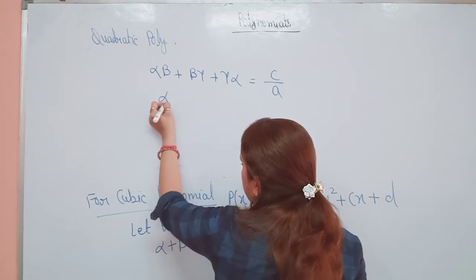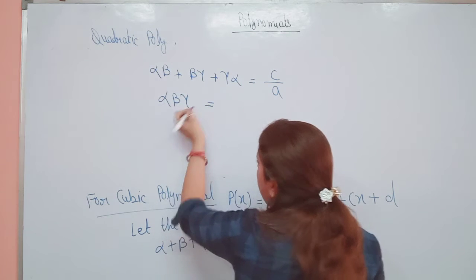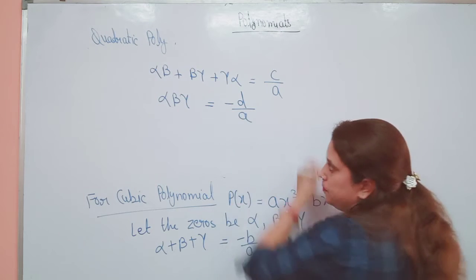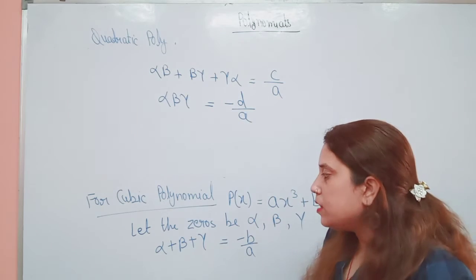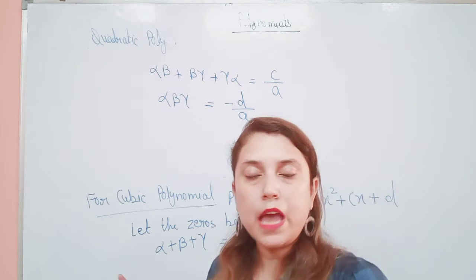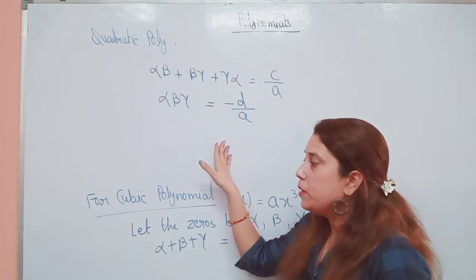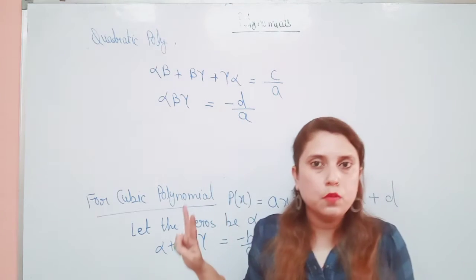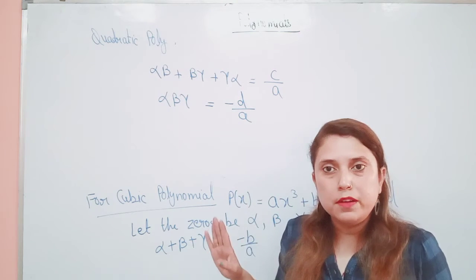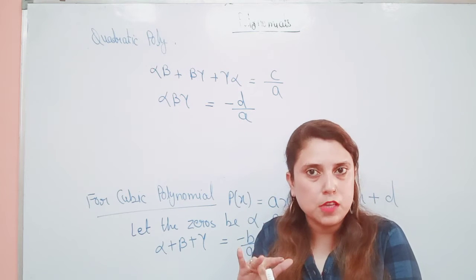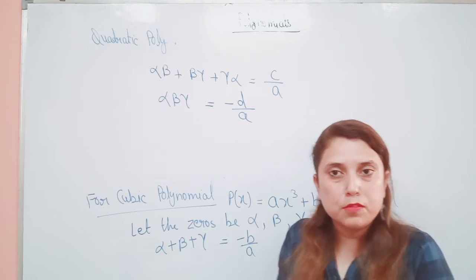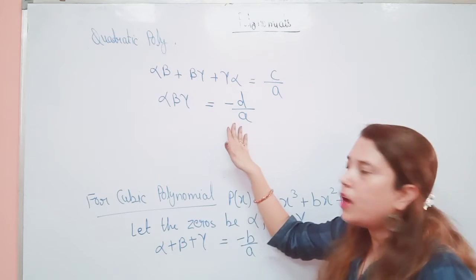Last, the product of zeros, alpha beta gamma, will be minus d upon a. This is the relation between the zeros and coefficients of polynomials. If the degree is 2, you will have 2 relations. If the degree is 3, you will have 3 relations. For quadratic: sum of zeros and product of zeros. For cubic polynomial: sum of zeros, sum of product of zeros taken 2 at a time, and product of zeros.